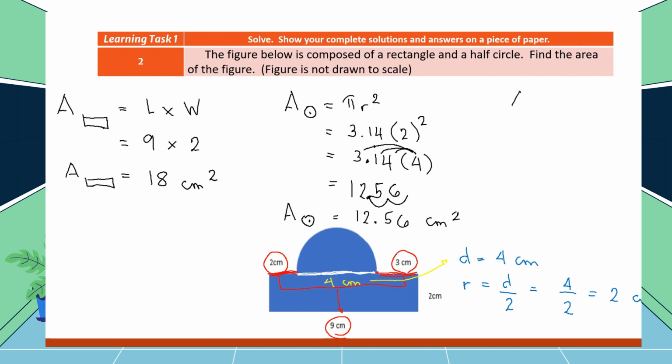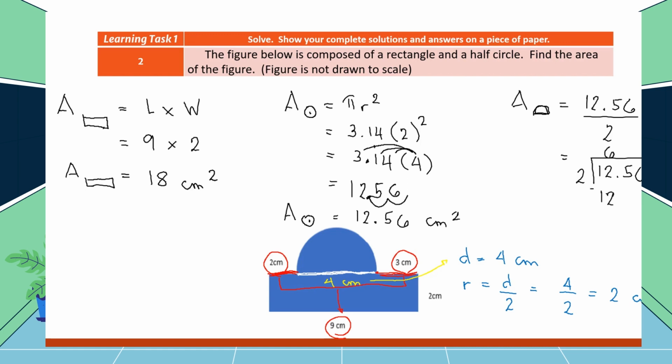Para naman makuha natin ang area of a semicircle, kalahati lang, edi yung 12.56, ay i-divide lang natin sa 2. So, tingnan natin, 12.56 divided by 2. So, at first, meron tayong 12 divided by 2. The answer is 6. 6 times 2 is 12.